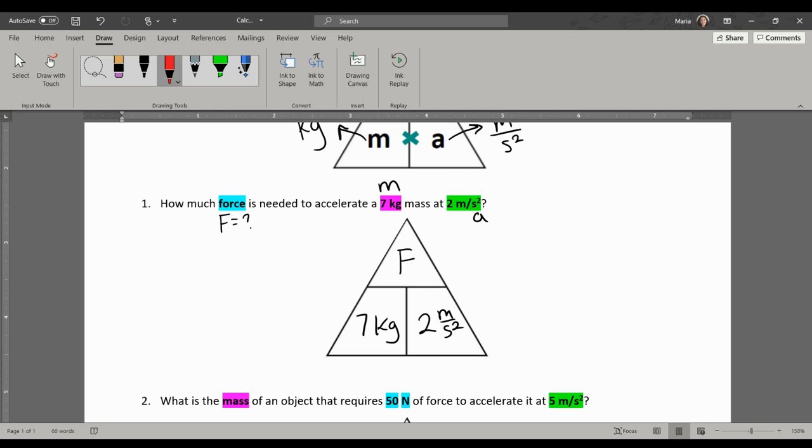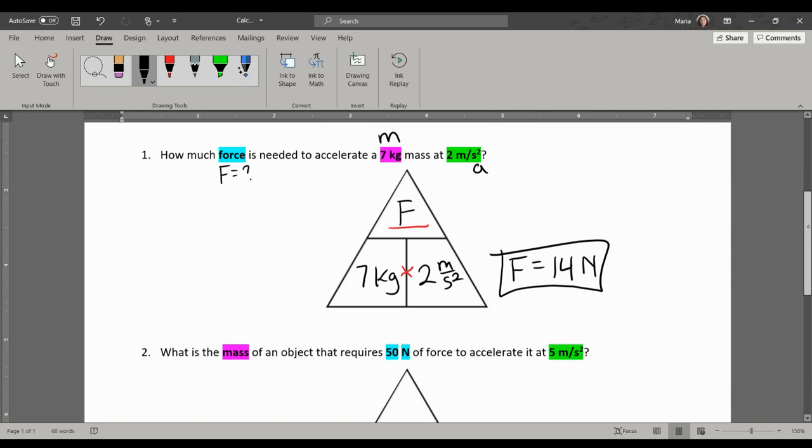The important thing to remember is when two numbers are next to each other down at the bottom, in order to solve for the other unknown variable, all I do is multiply. So to solve for force, I take 7 kilograms, multiply it by 2 meters per second, and I get force is equal to 14 newtons. Remember, newtons are always the unit for force. Pretty easy, right? Let's go through another one.